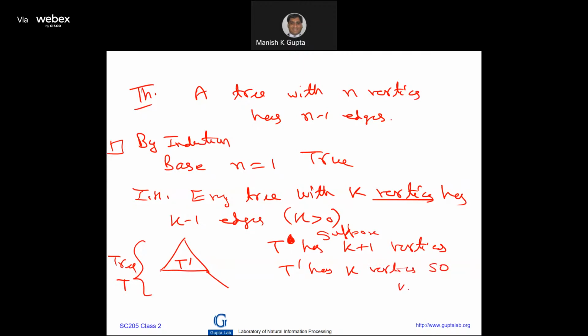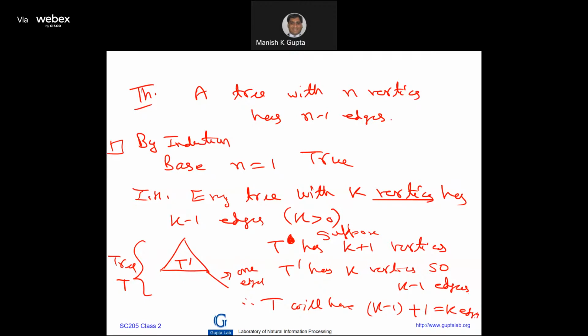So it will have k minus 1 edges, right? So one edge is left. There is only one edge. Okay. So therefore T will have k minus 1 edges of T prime plus 1 edge, which is equal to k edges. This is an easy proof, by induction. So every T with k vertices has k minus 1 edges. Okay, that's the induction hypothesis.